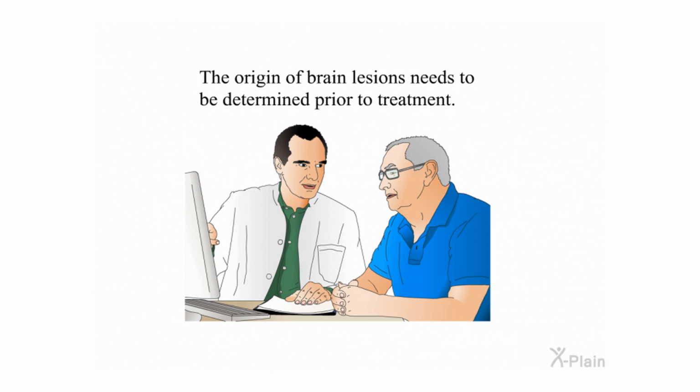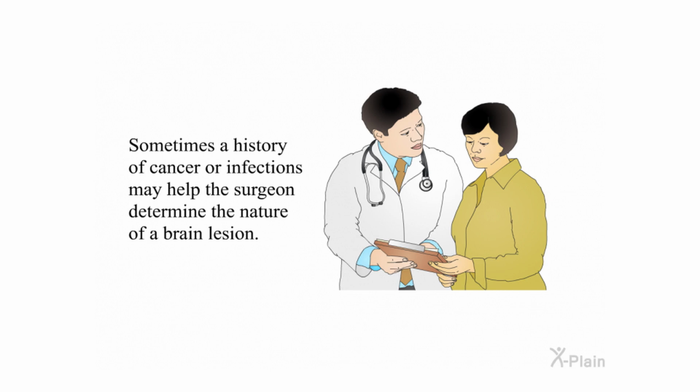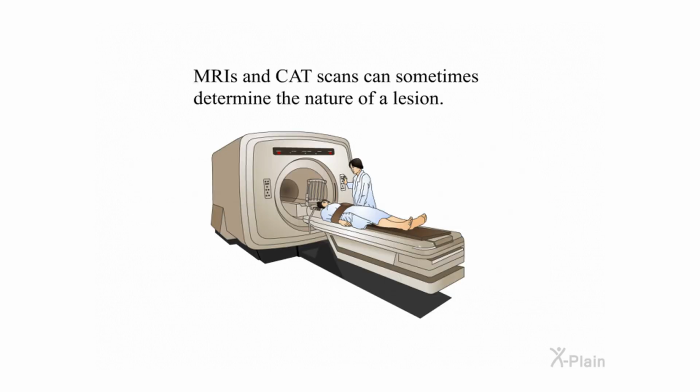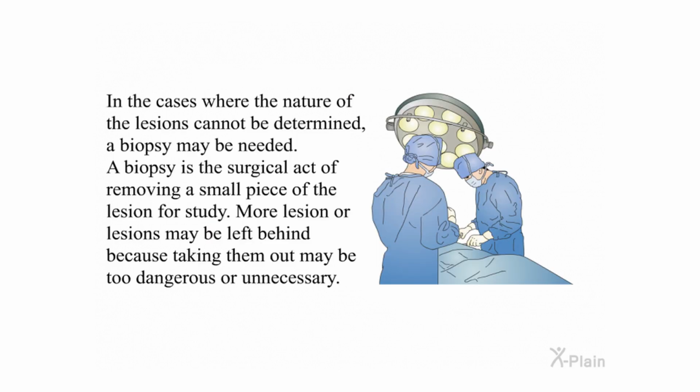Other treatments. The origin of brain lesions needs to be determined prior to treatment. Sometimes a history of cancer or infections may help the surgeon determine the nature of a brain lesion. MRIs and CAT scans can sometimes determine the nature of a lesion. In the cases where the nature of the lesions cannot be determined, a biopsy may be needed. A biopsy is the surgical act of removing a small piece of the lesion for study. More lesion or lesions may be left behind because taking them out may be too dangerous or unnecessary.